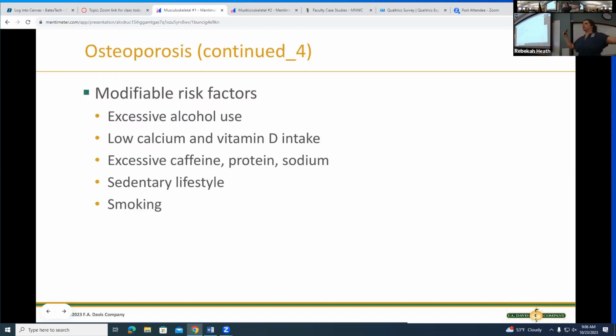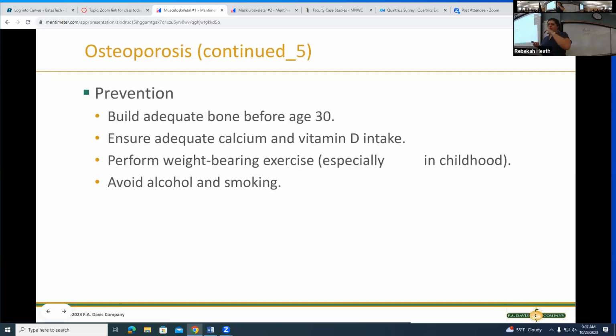And why do we always want to put vitamin D and calcium together? It helps absorb it. Right. If you don't have vitamin D in your body, you can't absorb the calcium. So you need that. Excessive caffeine, protein, or sodium can be a barrier. A sedentary lifestyle is not very good. We want them to be up building muscle mass and increasing their bone strength. And smoking is also a risk factor.